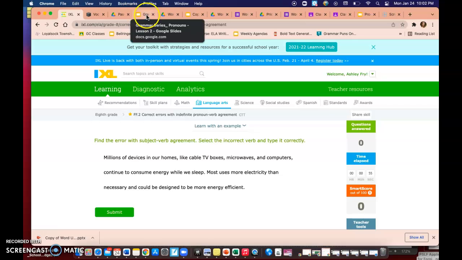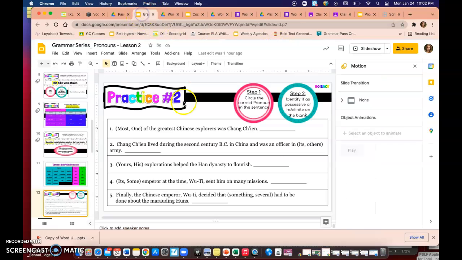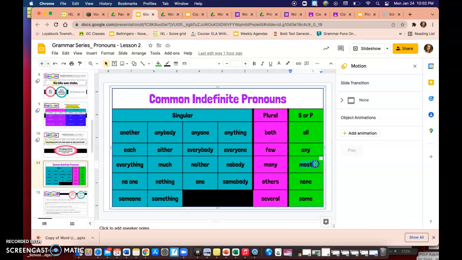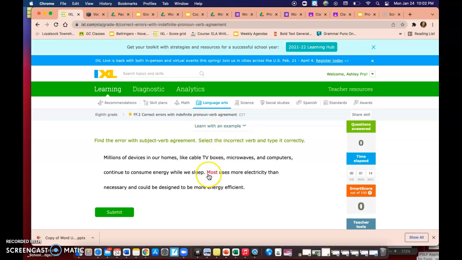And remember, in our lesson, we had an indefinite pronoun chart right here, which had lots of the common indefinite pronouns. And one is standing out to me right now, this word right here, most. So I'm going to go back to the IXL right here. Most is that pronoun. Now we need to make sure that that pronoun agrees with the verb that goes with it. Now, when we say most uses or most use.